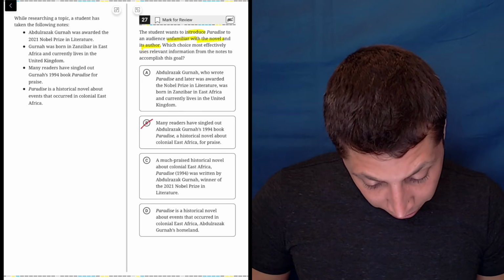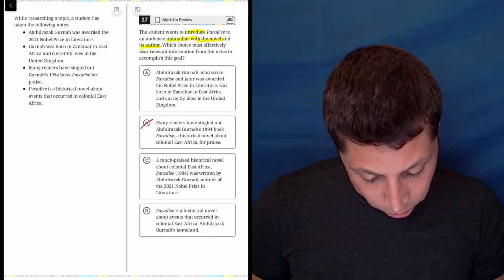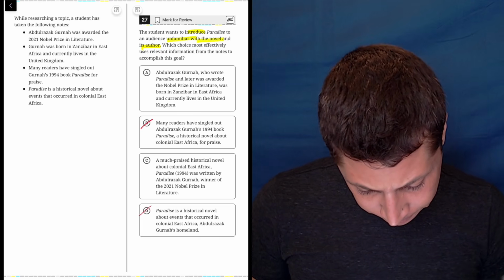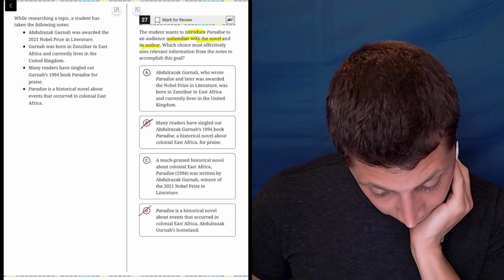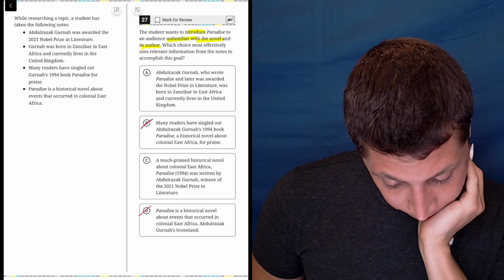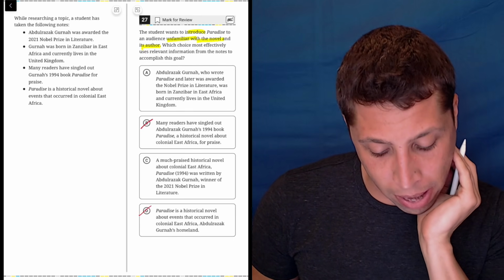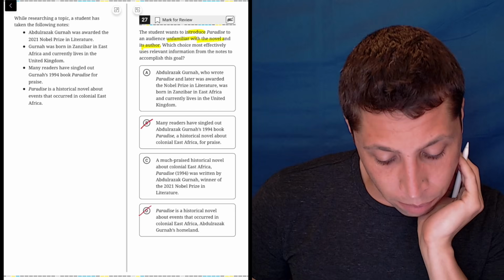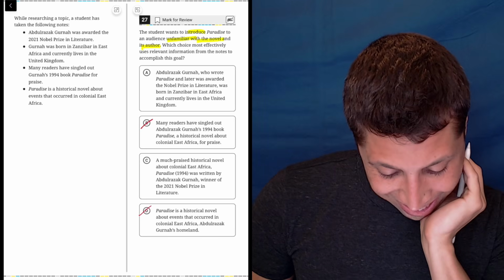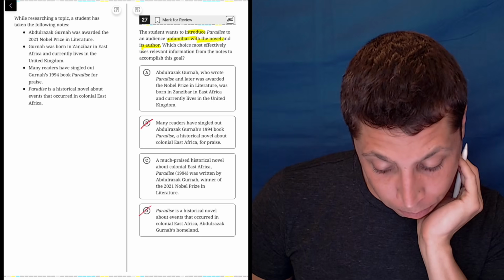A much-praised historical novel about colonial East Africa. Paradise was written by... Okay. C seems to be doing it. Paradise is a historical novel about events that occurred. Okay, not about the person. I got a minute and a half. I think it's C. C seems to be doing the best job of balancing the book and the person, right? Who is he? I wish that choice C said a little bit about where he was born.